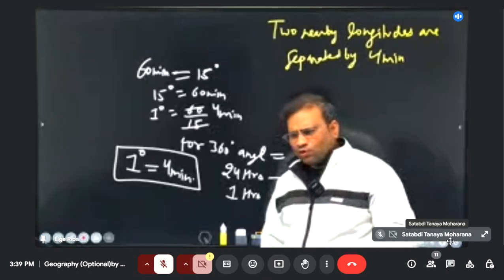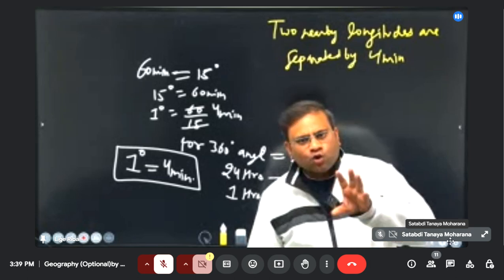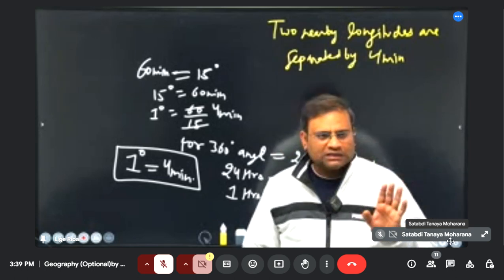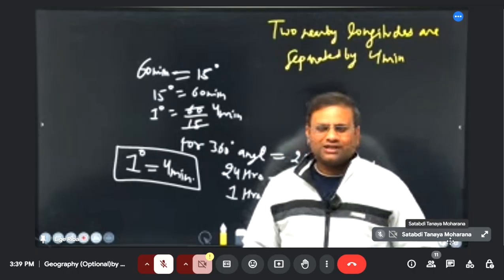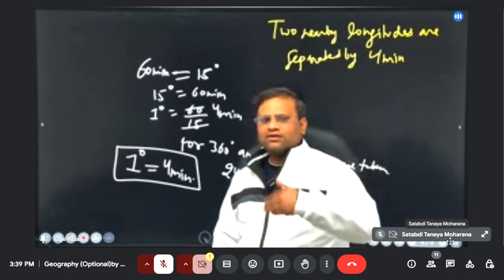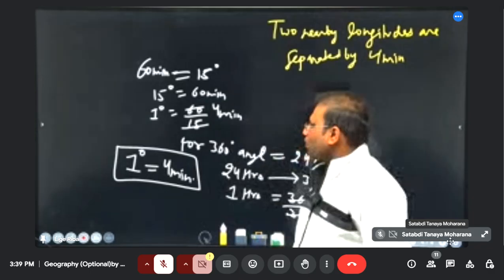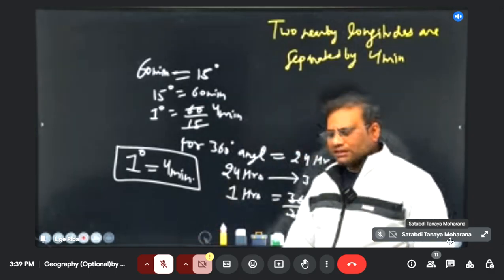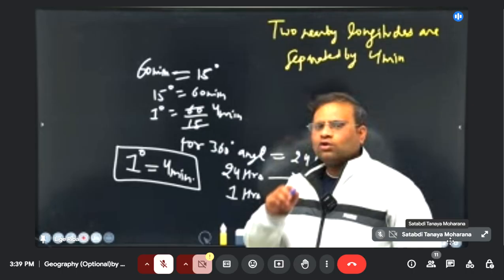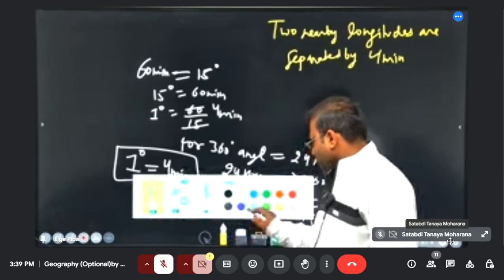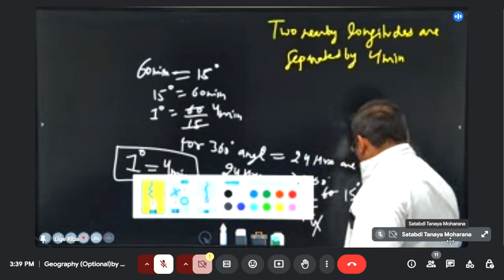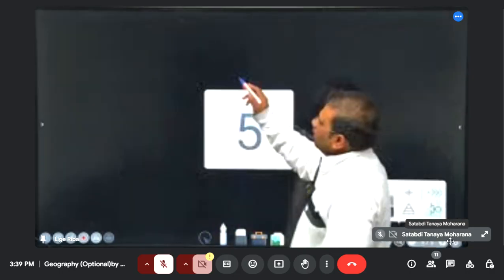So if someone has given you the longitudinal position of a particular place, can you calculate the time with respect to other longitudes? Yes, you can calculate. How? We will further understand it. But to understand this concept in detail, there is a need to go into the background of time in detail. All right. So, the concept of time.